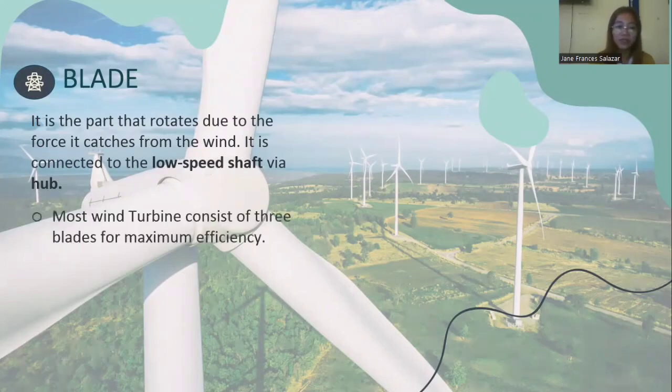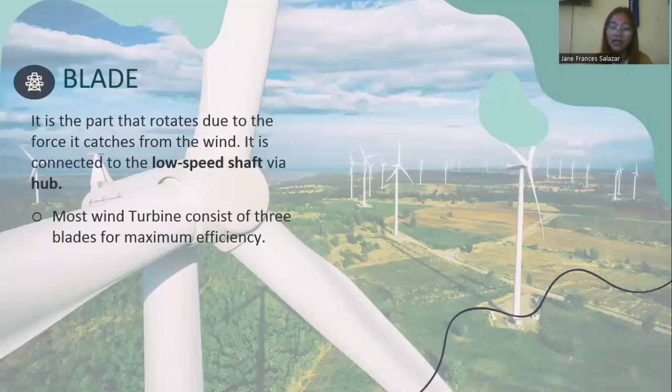The wind turbine consists of 3 blades for maximum efficiency. Yung maximum efficiency ng isang wind turbine blades ay 3 lang, kasi kapag naging 4 or 5, pabagal na yung pag-ikot niya. And once the blade rotates, it causes the rotation of the generator and nagge-generate ito ng electricity.